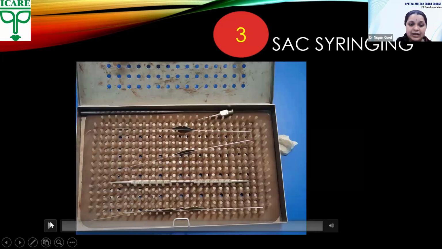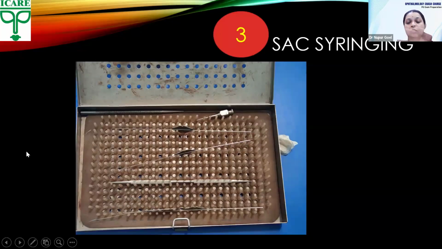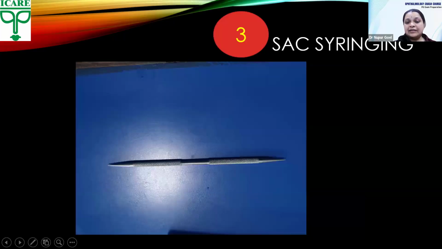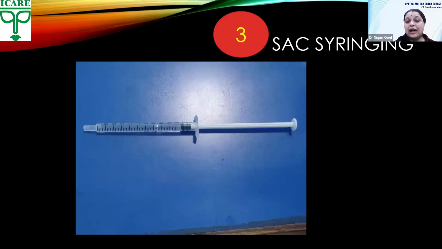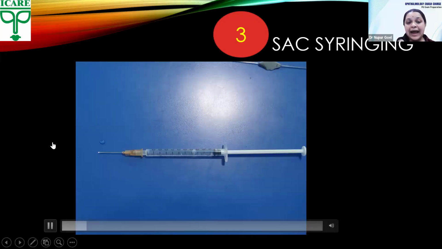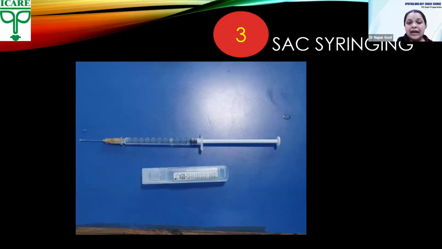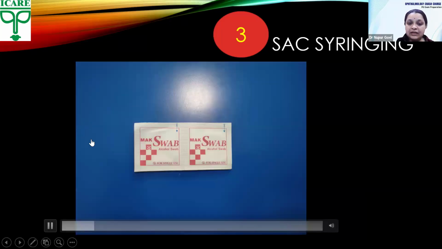I'll give a quick demonstration through a video. This is how a sac syringing tray looks. There's a punctum dilator with which you dilate the punctum. Then these are the lacrimal sac probes. Then I use a 1 cc syringe filled with distilled water or normal saline, and a cannula, a straight cannula or a bent cannula. Alcohol swabs are used to clean in between the procedure.